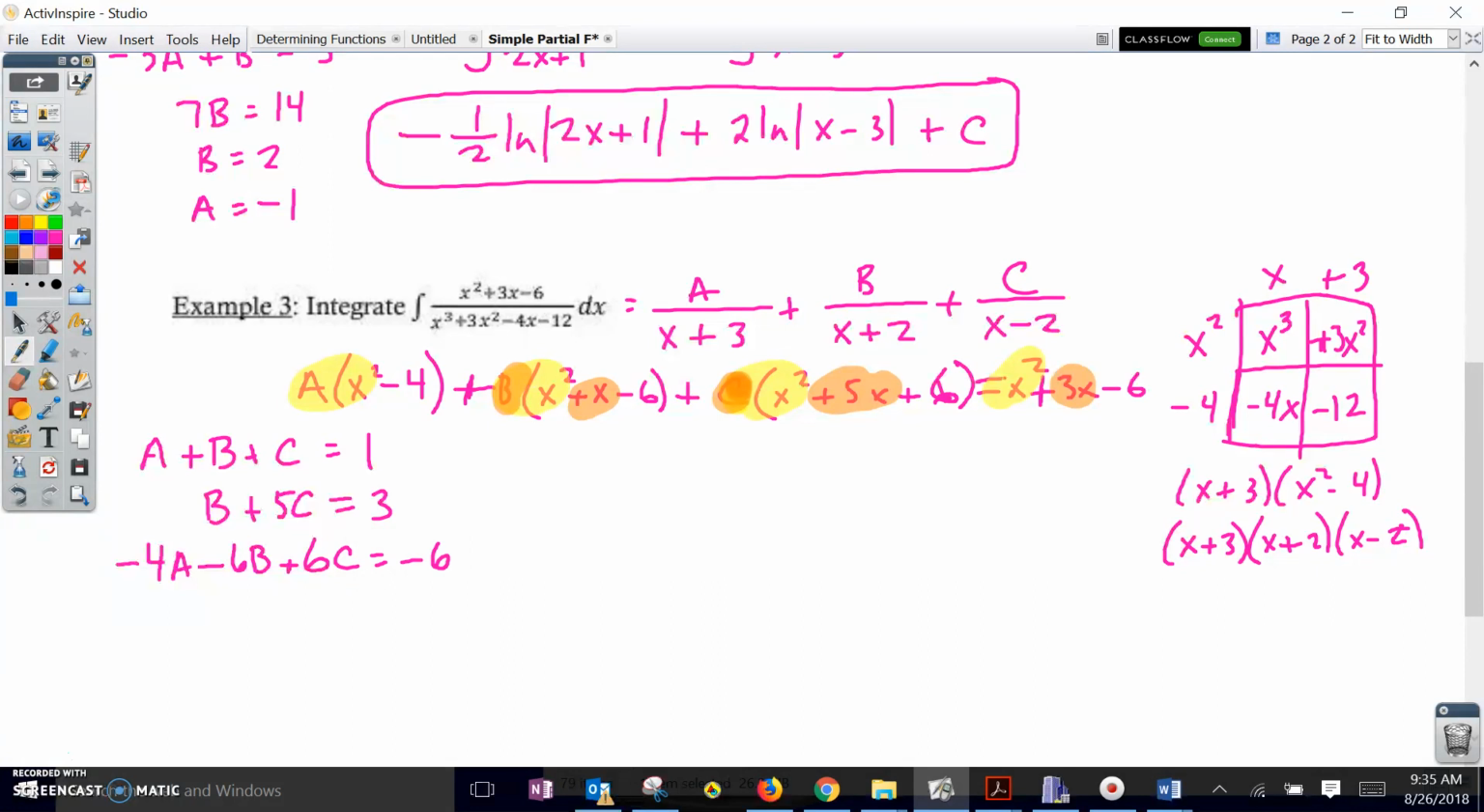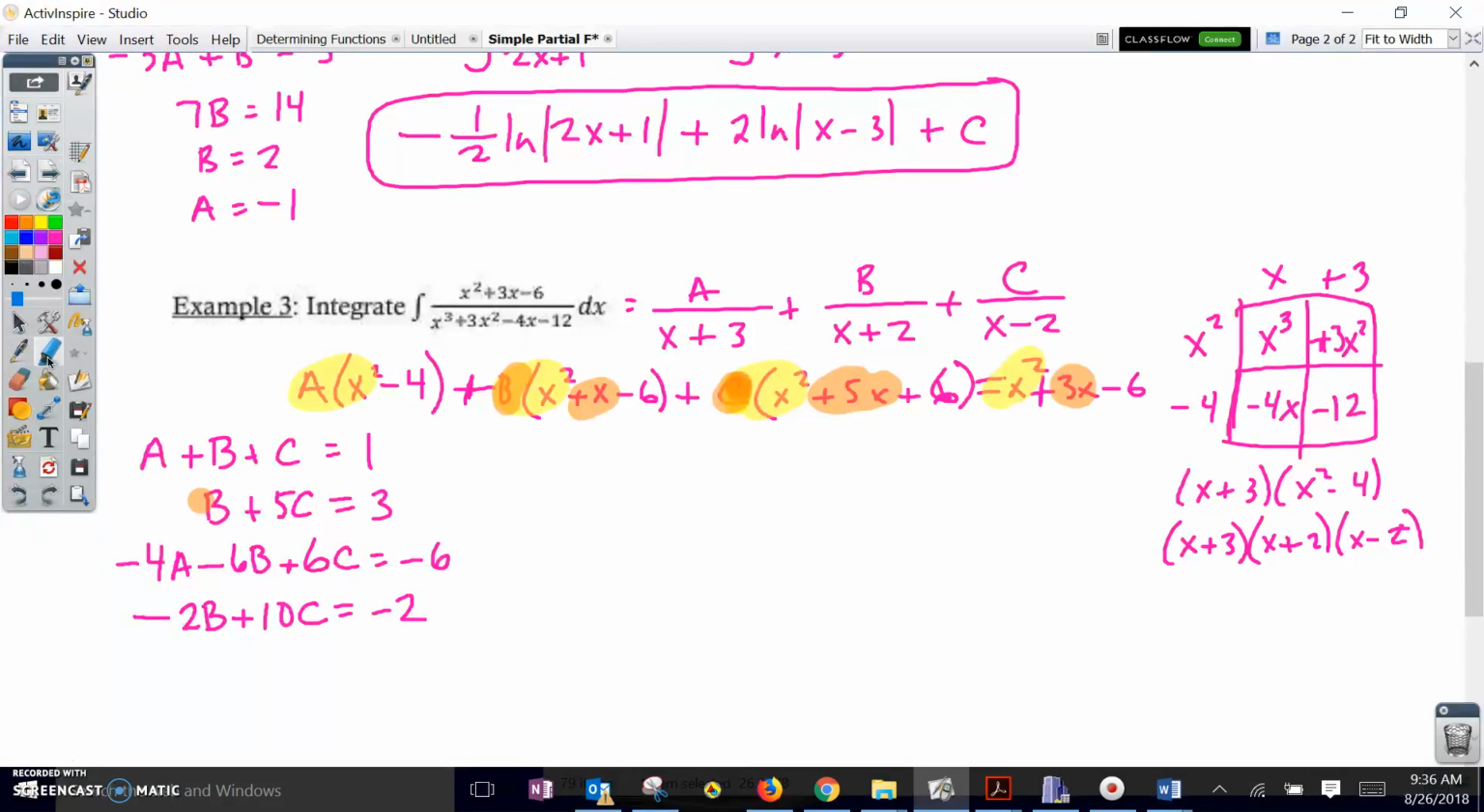Now I need to solve this system. My recommendation would be, since I already have one equation that's missing an a, to combine the other two and get rid of a. So I'm going to multiply the whole first equation by 4 and add that to the second equation. So let's see, that's going to cancel my a's, and give me negative 2b plus 10c is negative 2.